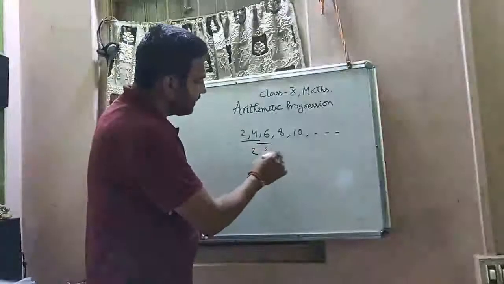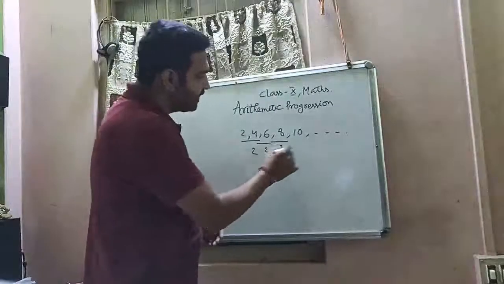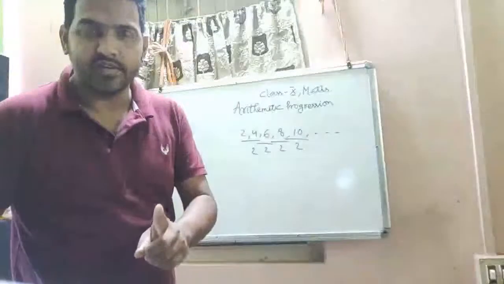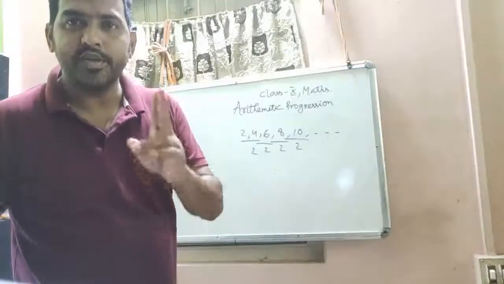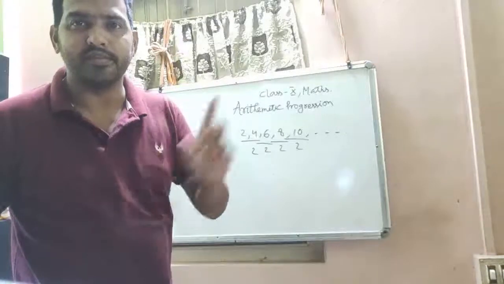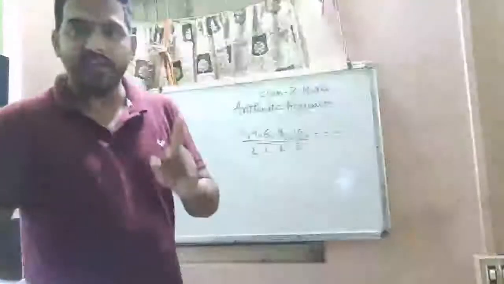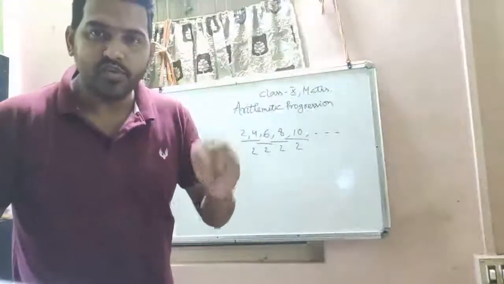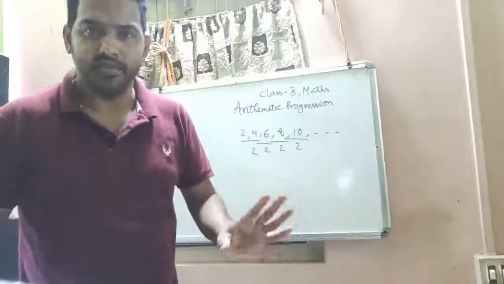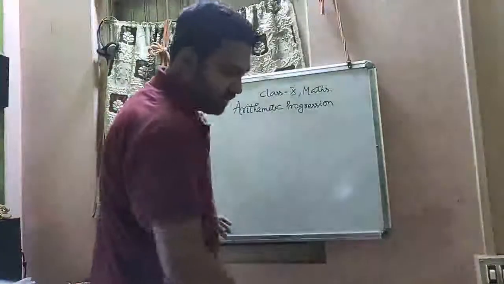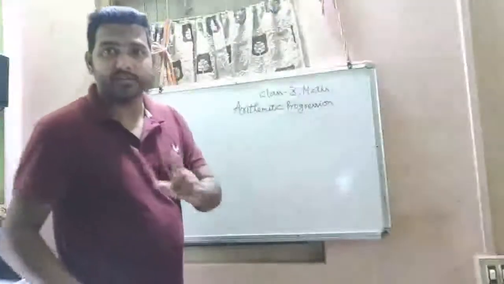4, 6, the difference is 2. 6, 8, the difference is 2. 8, 10, the difference is 2. So 2 is constant as the difference between any two consecutive numbers present in the series. So we can say that the set of even numbers also forms an AP. Clear? Now let me write a series where the numbers are in AP.